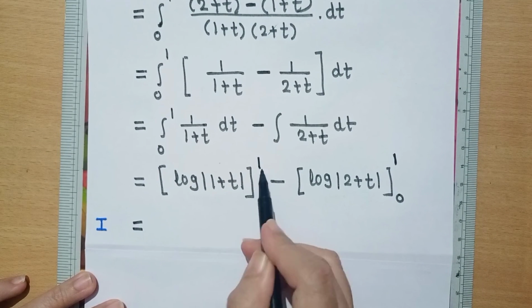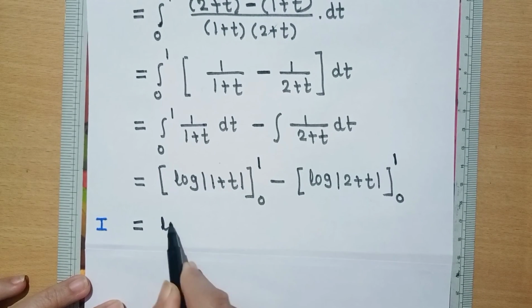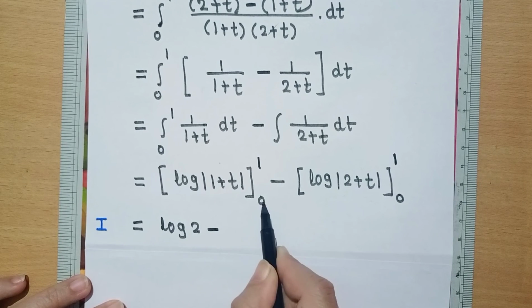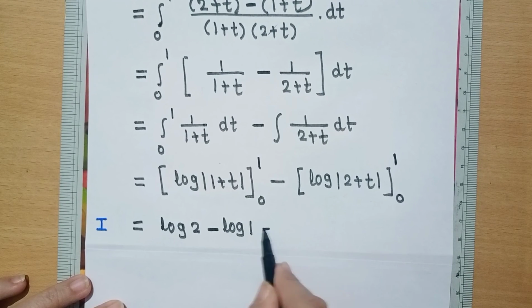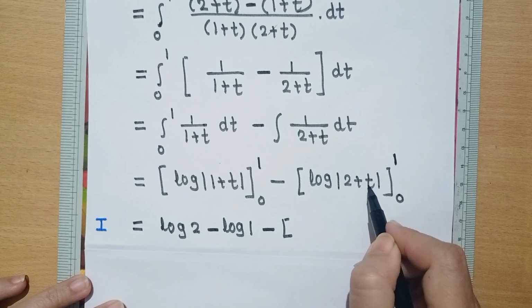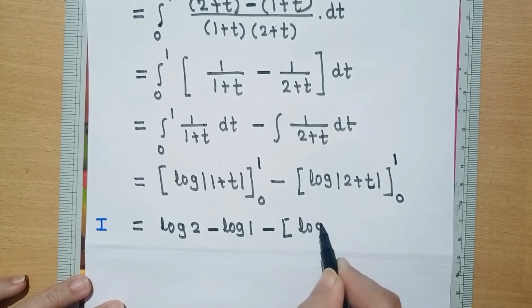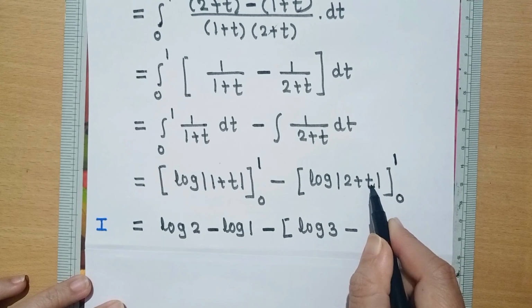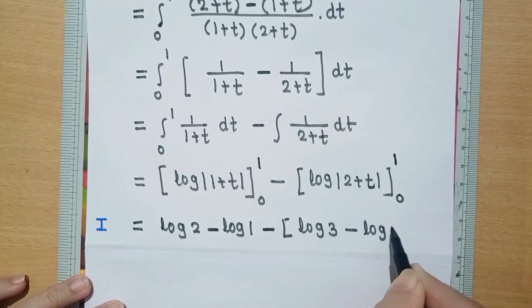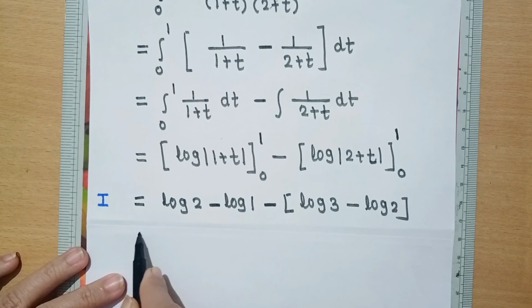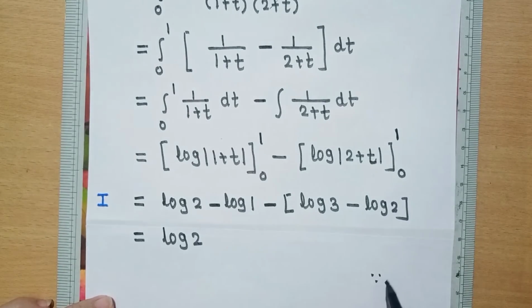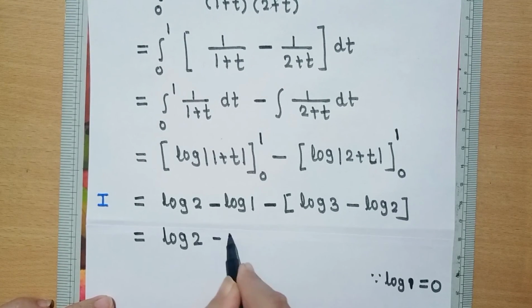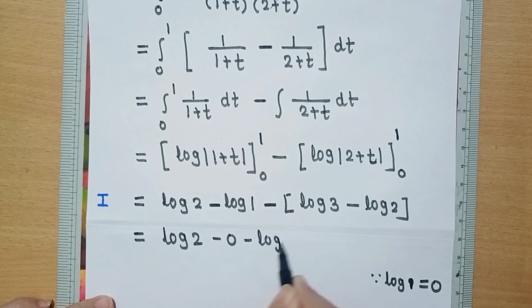So after substituting this 1, we have 1 plus 1 is 2. So log of 2 minus, if we substitute 0, we will have simply log of 1, and then minus, then we will substitute again 1. So 2 plus 1 is log 3, and then minus, and if we substitute 0, here log of 2. And now solve the bracket, and so again we have log of 2, the value of log 1 is 0, so this is 0, then minus log of 3 and this minus minus plus log of 2.